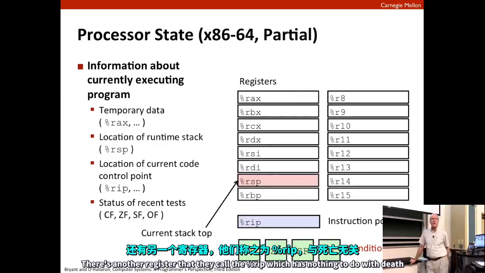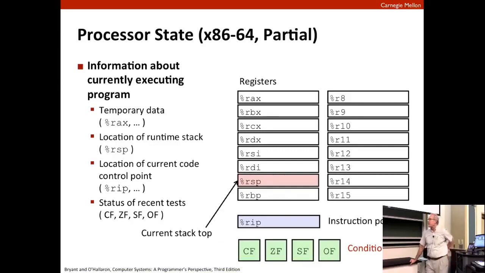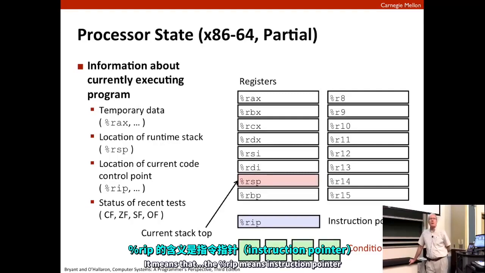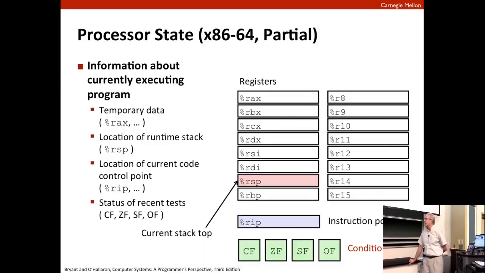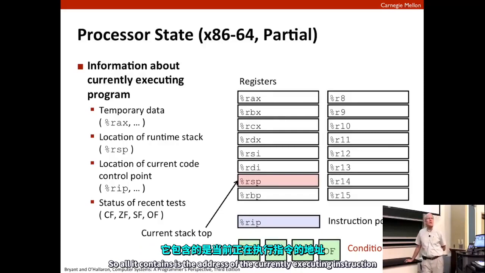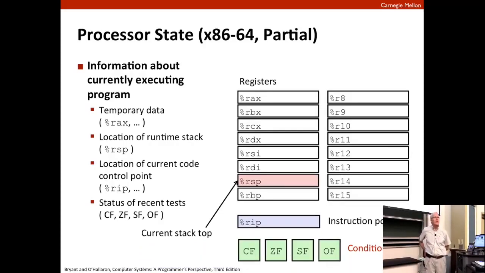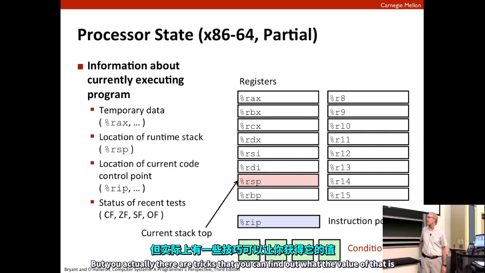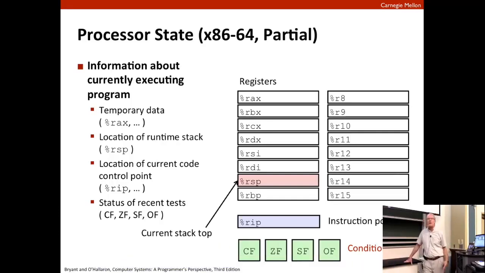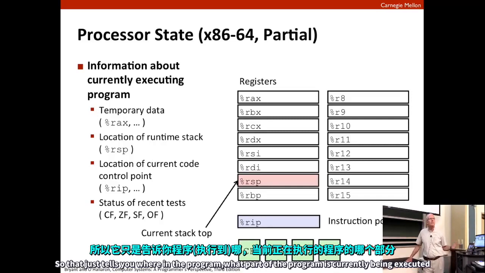There's another register that they call the RIP, which has nothing to do with death. The IP means instruction pointer. In IA32 it was called EIP, and now it's called RIP, just like the register used to be EAX, and now it's RAX. So all it contains is the address of the currently executing instruction. It's not a register that you access in a normal way, but there are tricks that you can use to find out what the value of that is. So that just tells you what part of the program is currently being executed.